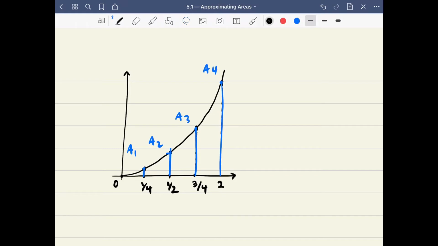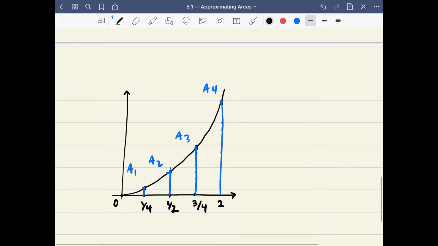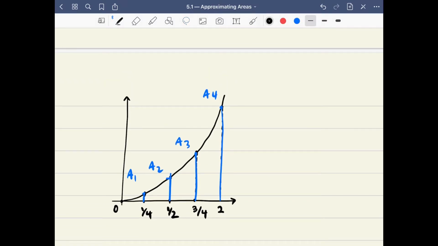So now I'm going to do the following. Instead of using right endpoints, I'm going to use left endpoints. Maybe I should use the red color here instead. So for the first rectangle, I'm using the first subinterval. I'm going to draw a rectangle whose height is the value of the function at the left endpoint. So the first rectangle is just a line segment.